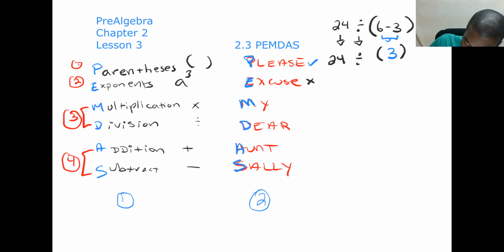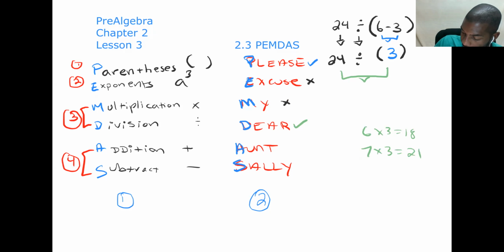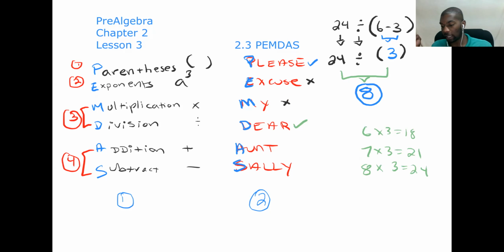Multiplication or division? No multiplication, but I do have division. 24 divided by 3 is, I think 7 or 6. Let's do the math, right? 6 times 3 is 18. 7 times 3 is 21. I was wrong. 8 times 3 is 24. There you go. 24 divided by 3 is 8. See, even math teachers mess up sometimes as well. I got to know my multiplication facts.